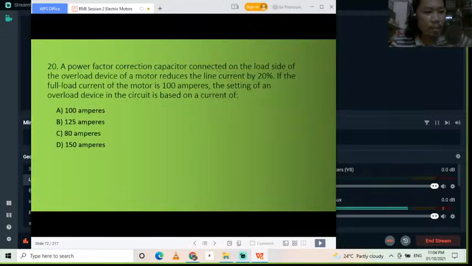Number 20. A power factor correction capacitor connected on the load side of the overload device of a motor reduces the line current by 20%. If the full load current of the motor is 100 amperes, the setting of an overload device in the circuit is based on a current of blank. Yan. A power factor correction capacitor connected on the load side of the overload device of a motor reduces the line current by 20%. If the full load current of the motor is 100 amperes. So, 100 amperes, 80-20 rin, di ba?